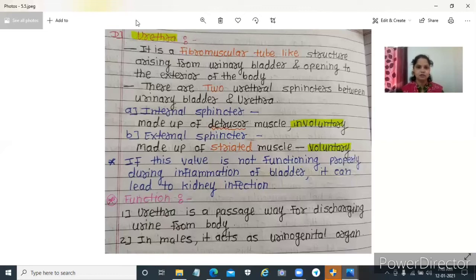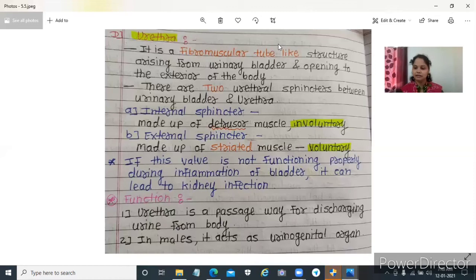Now, the functions of the urethra. The urethra is a passageway for discharging urine from the body, and in a male, it acts as a urinogenital organ, meaning it is a common passage. The urethra is a common passage for the discharge of urine as well as spermatic fluid. So in a male, it is called a urinogenital organ, that's nothing but the urethra.